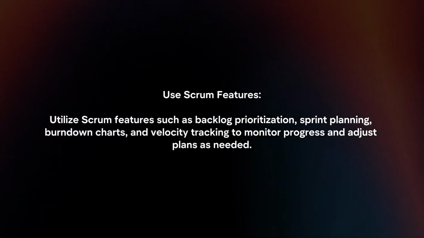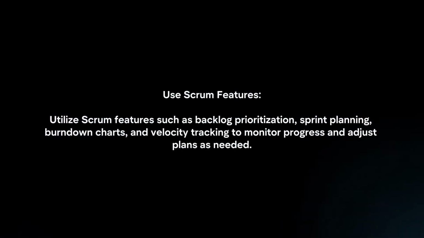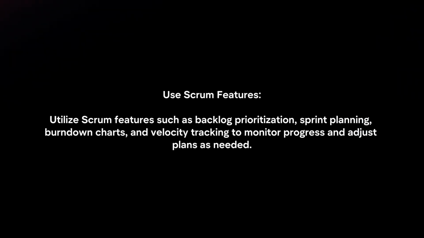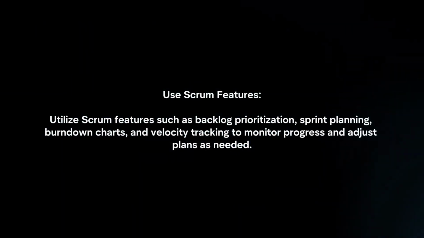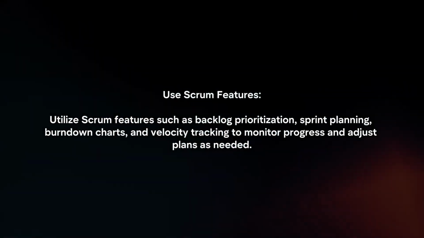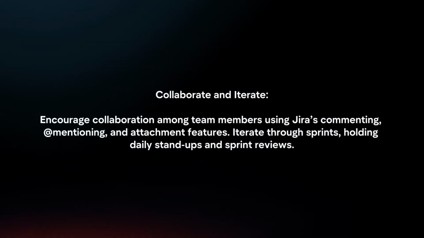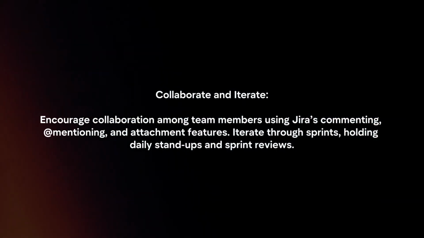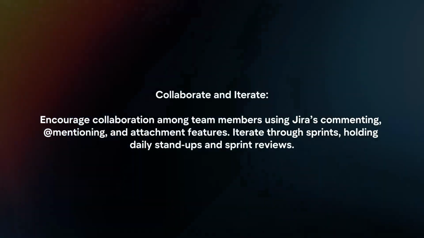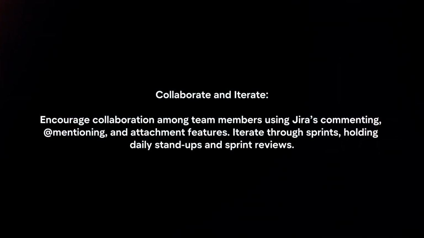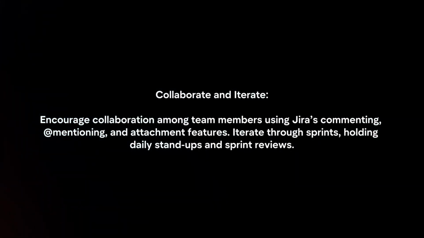Use Scrum features. Utilize Scrum features such as backlog prioritization, sprint planning, burn down charts, and velocity tracking to monitor progress and adjust plans as needed. Collaborate and iterate. Encourage collaboration among team members using Jira's commenting, mentioning, and attachment features. Iterate through sprints, holding daily stand-ups and sprint reviews.